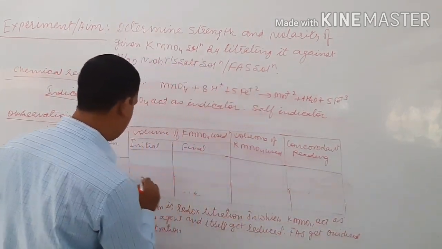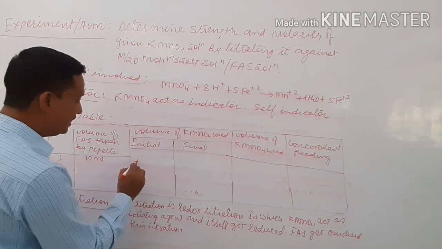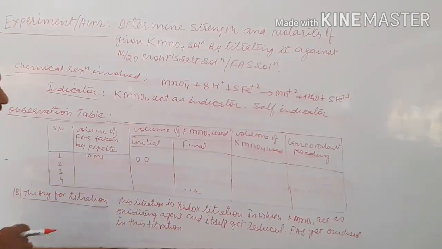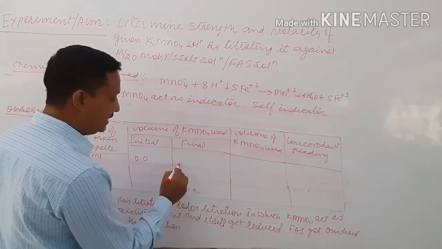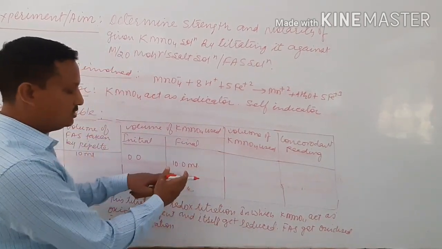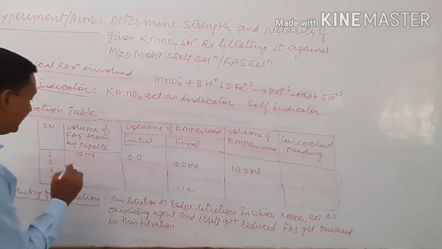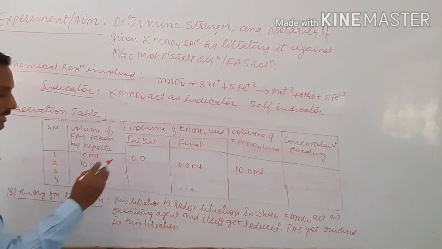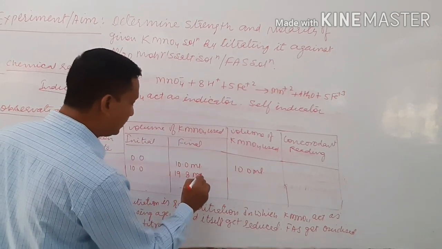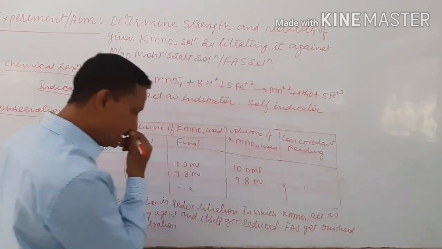Suppose we are taking 10 ml of the solution, and for the initial reading we take 0.0 if we start from the burette's 0.0, and the final reading is 10.0 ml. So the volume of KMnO4 used is 10 minus 0, that means 10.0 ml. Suppose for the second reading we take 10 ml, the initial reading is 10.0 ml, and the final reading is 19.8 ml. So 9.8 ml would be our second reading.